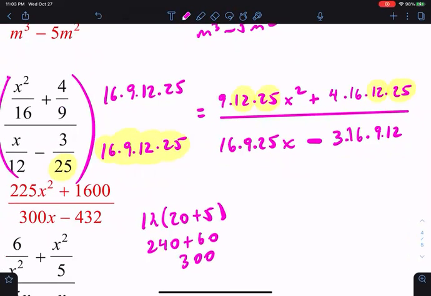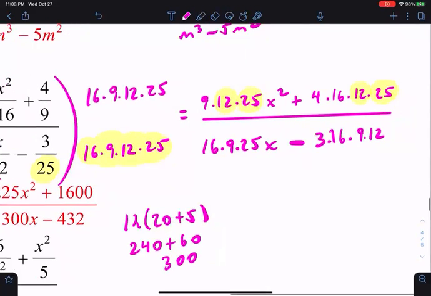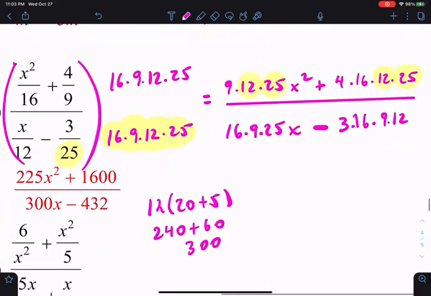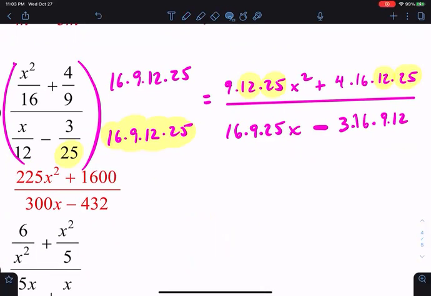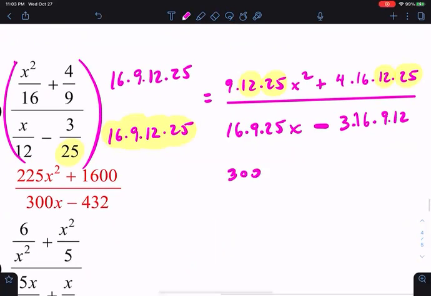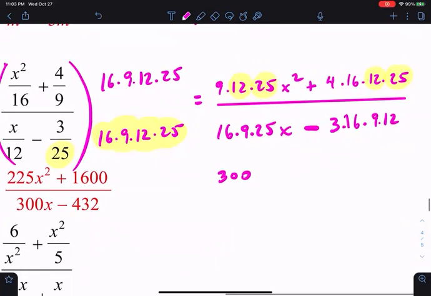Let me see. 24, 0, 60, that's 300. So that's a common denominator between these two. Okay, hopefully something cancels out or something nice simplifies after that. Okay, so that's going to be 9x squared plus 64.